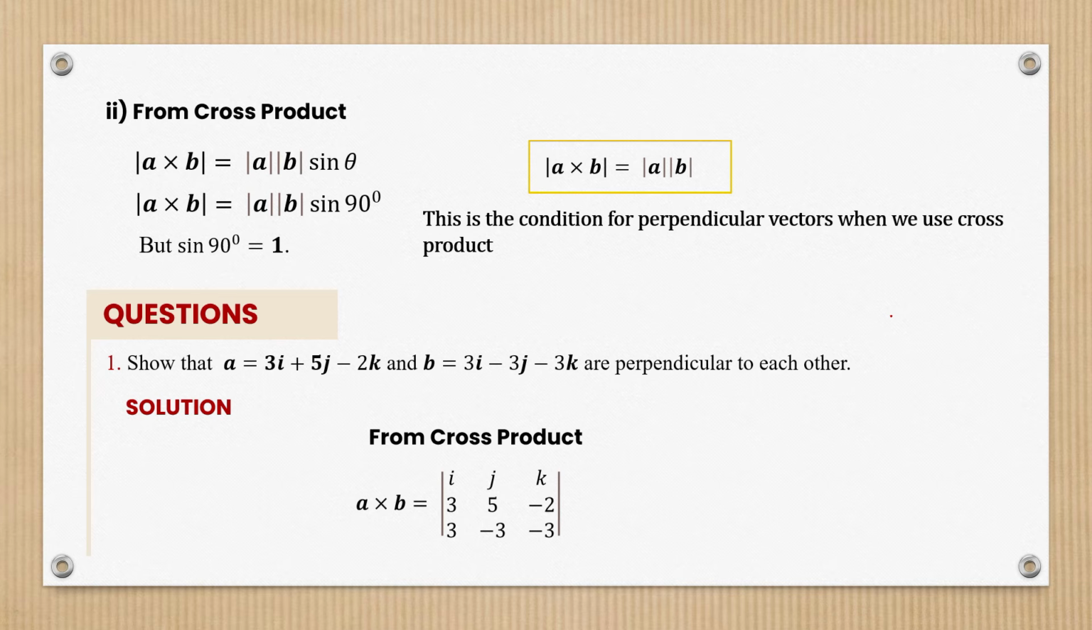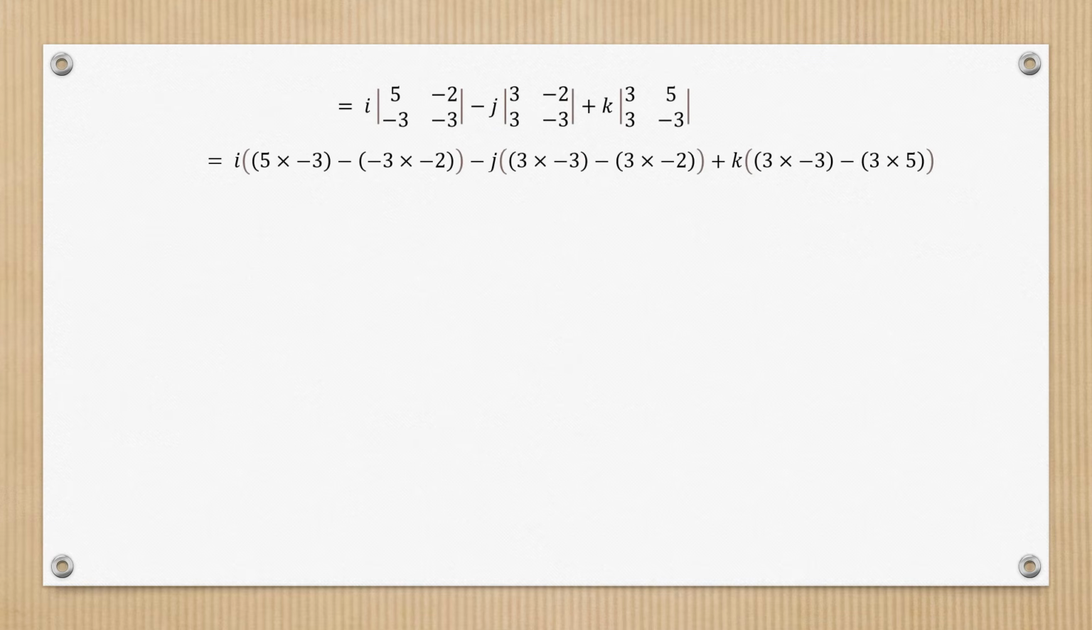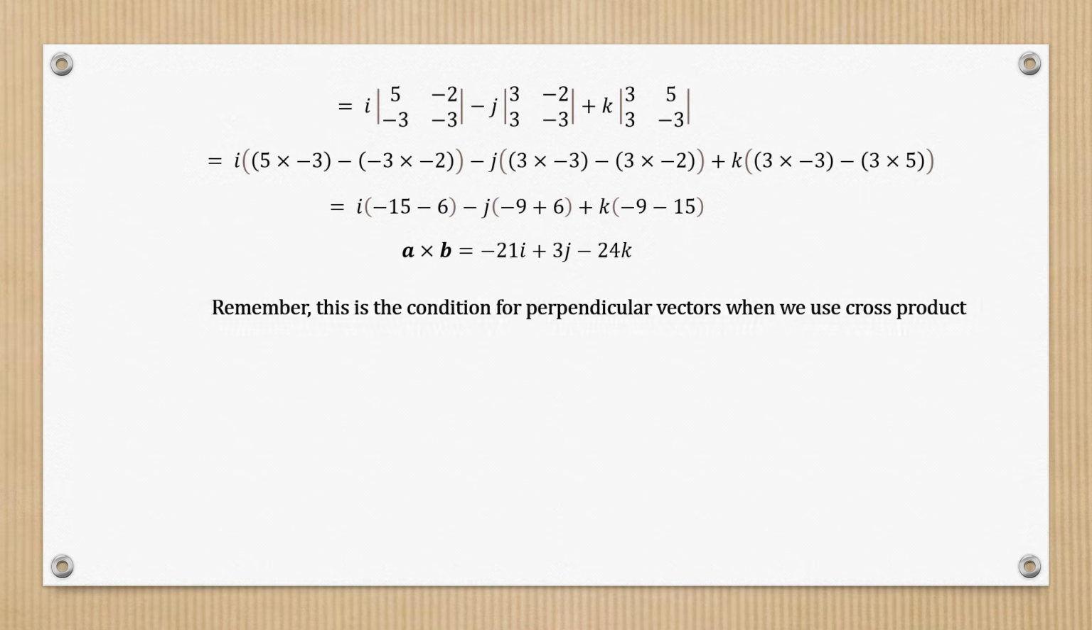Now let's first find the cross product of that. This is not the easiest, so of course it would have been easy and straightforward to use dot product, but we can use both ways. So this is the determinant expression. Then when we expand it more fully, we're going to have the answer as negative 21i plus 3j minus 24k. And then remember that this is the condition for perpendicular vectors when we use cross product. So for perpendicular vectors, you know that this should be equal to that.